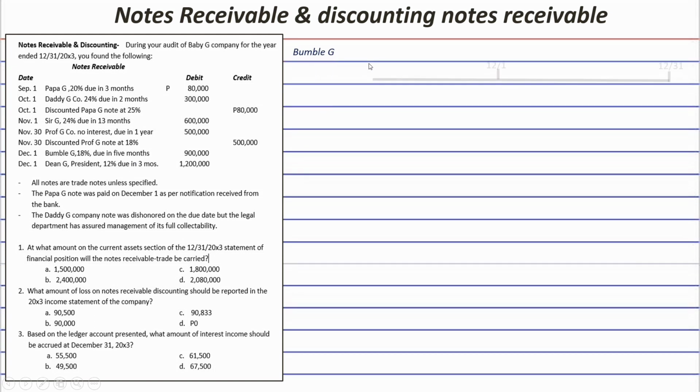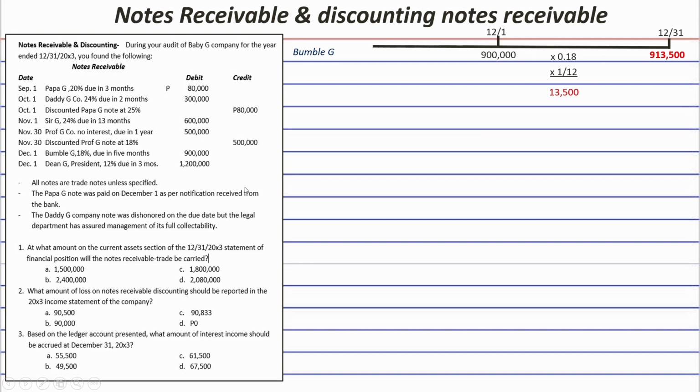Okay? And then, this note has an interest rate of 18% based on the problem and is due in 5 months. Okay? So, what we need to do is just to get the interest rate for 1 month. So, 900,000 times 0.18 or 18% times 1 month over 12 months. And then we have the interest of 13,500. So, that's it for Bumble G.